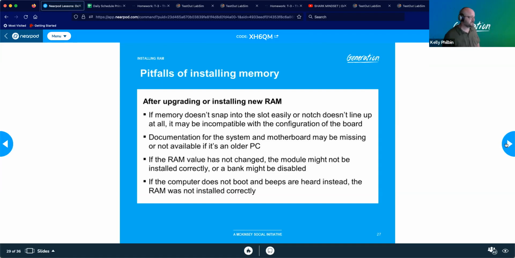Make sure you check the documentation of the system. If it's missing or not available because it's an older PC, it's a good idea to consult with your coworker Google, because they likely have the inside track on where you can go and get the documentation for the motherboard. So as long as you know what it is, which you can find out in your system info, you can go get the documentation online and figure out what kind you need.